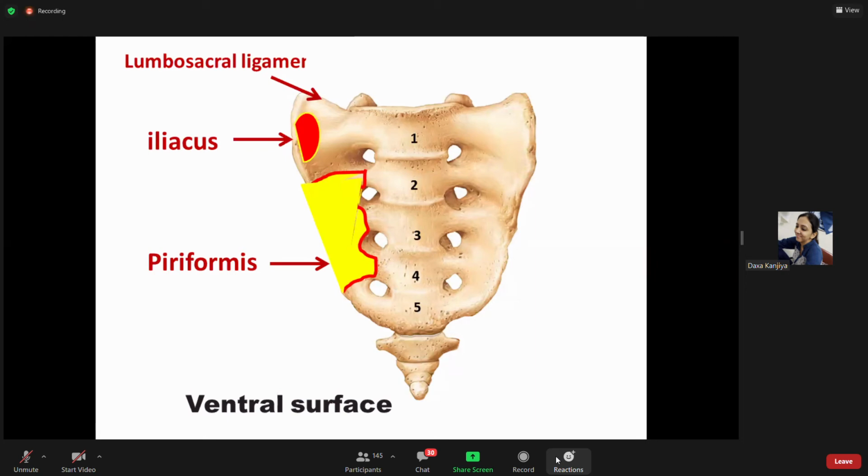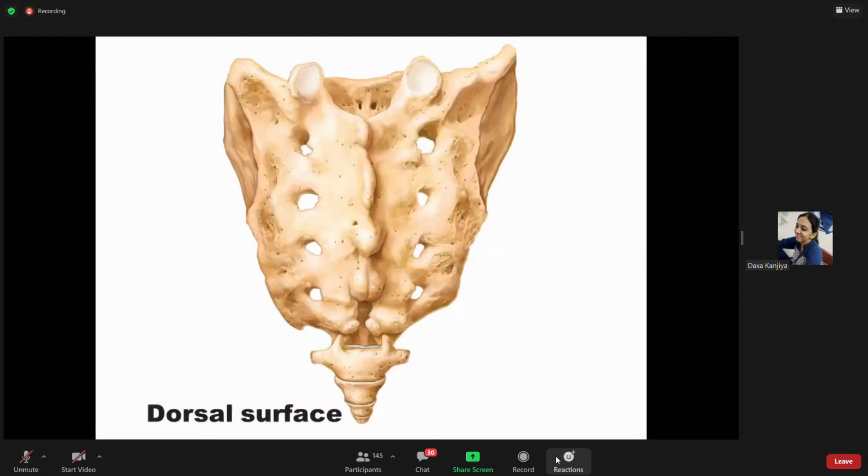So these are the attachments on the ventral aspects. Now let us see the attachments on the dorsal surface. See the median sacral crest, lateral sacral crest. If you trace it below, the line joining these two will form a U shape. So this U shape of the dorsal surface is the origin of the erector spinae.